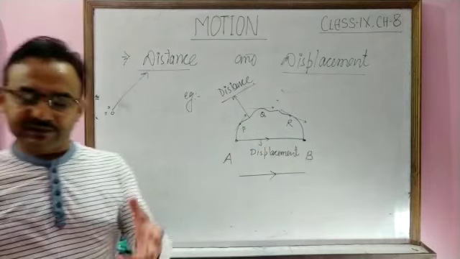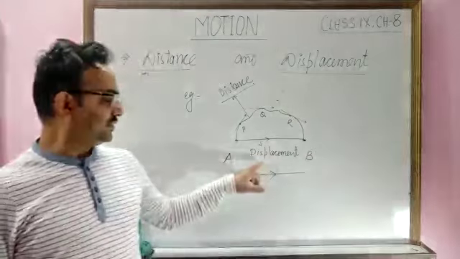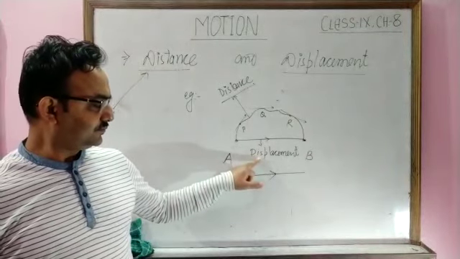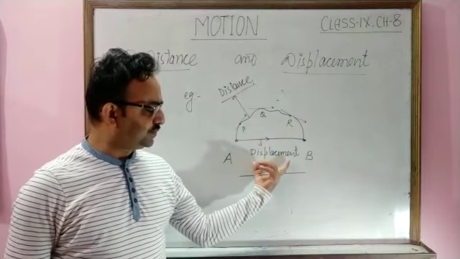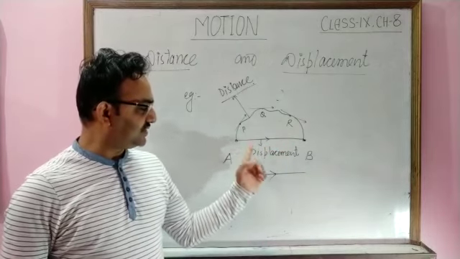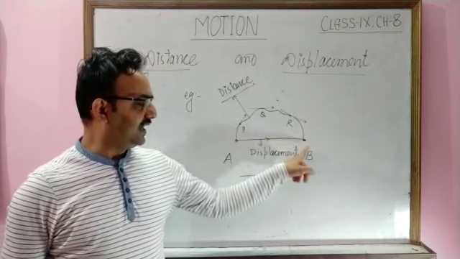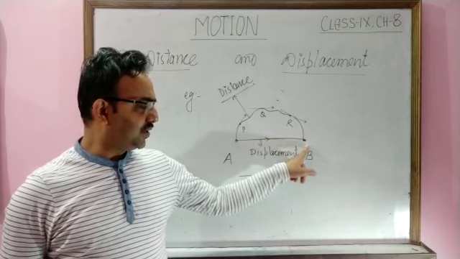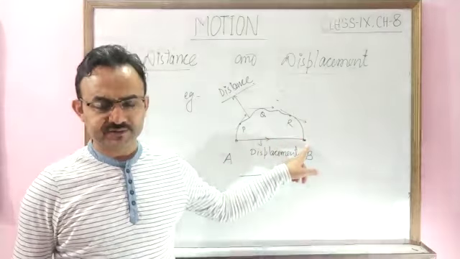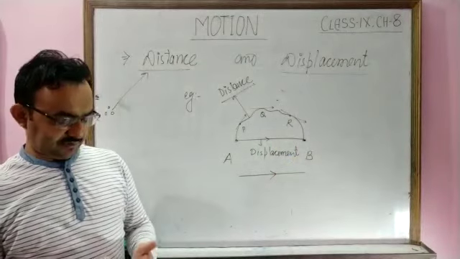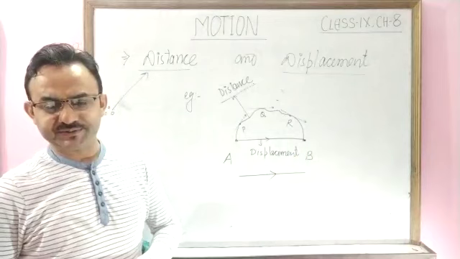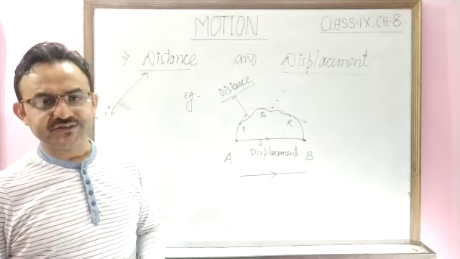Therefore, you may write in the definition of displacement: the shortest distance between initial and final position of an object is known as displacement.